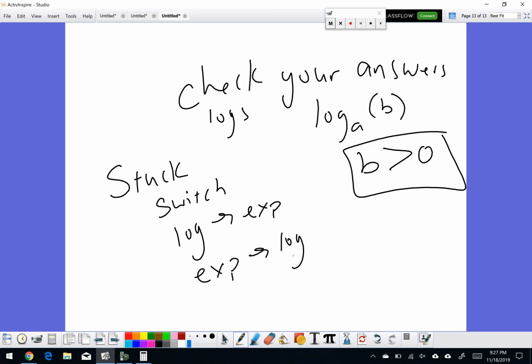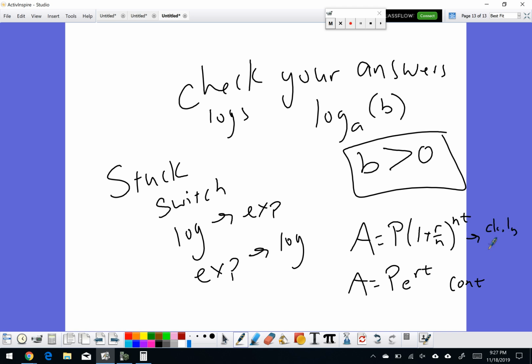You also saw that we had these two money formulas. Remember, this one is when it's continuous. This one is like daily, yearly, monthly, a specific time that it's happening.